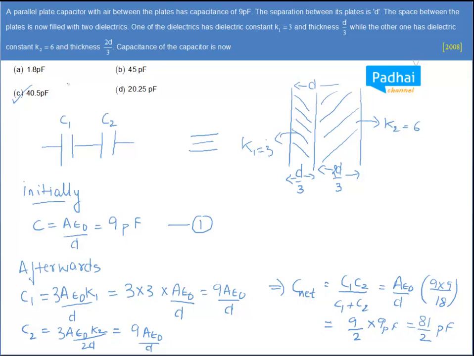So this was a basic concept. This was an easy concept. If you know about capacitors and dielectrics, this would have been a cakewalk for you, right?